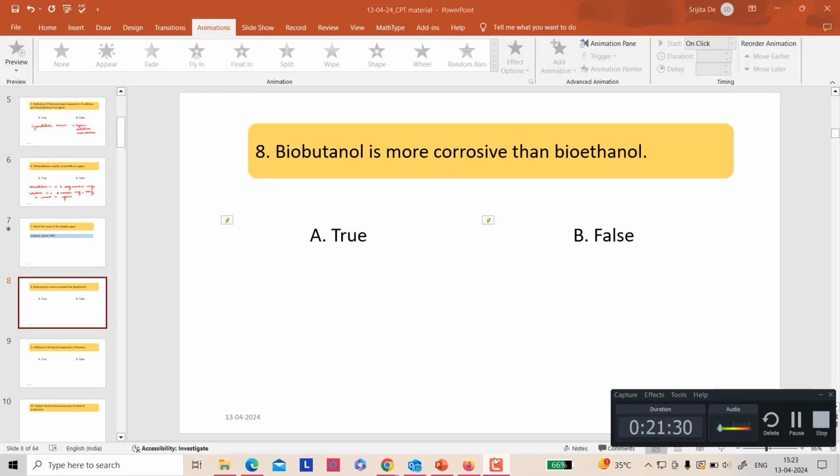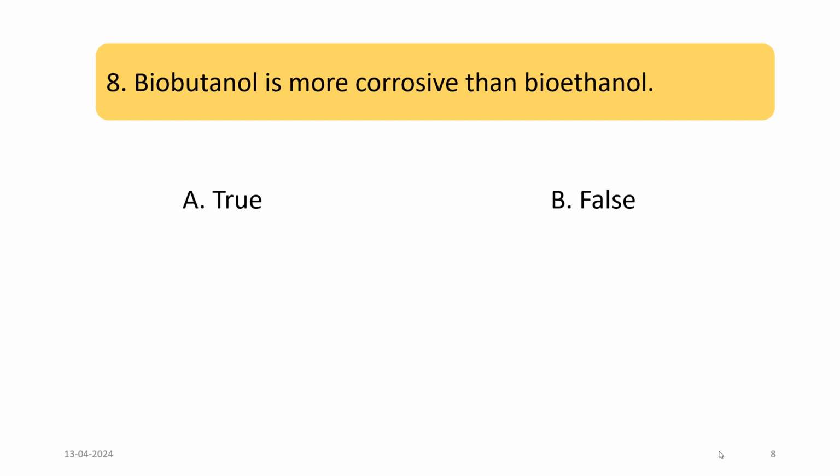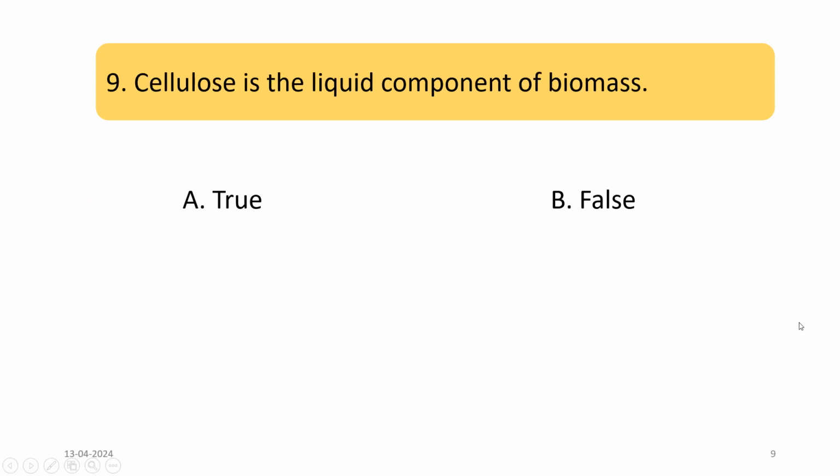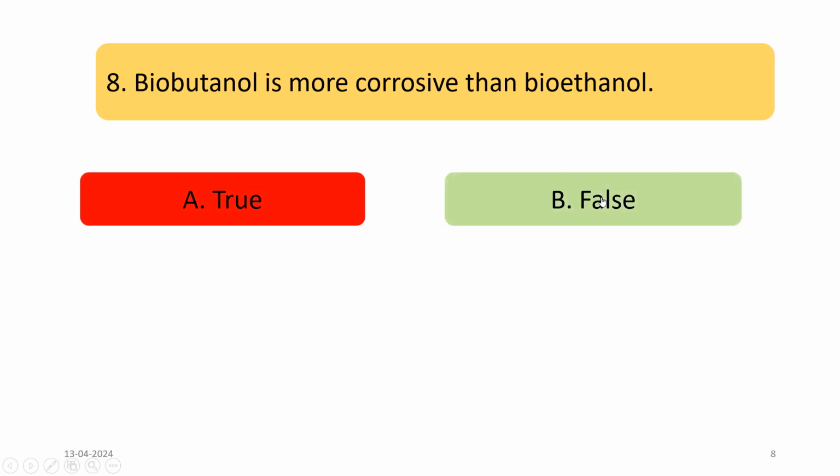So, biobutanol is more corrosive than bioethanol. The answer is true. Okay. The answer is yes. The answer is false. Sorry. Bioethanol is more corrosive than biobutanol. The answer is false because bioethanol corrodes more. Okay. Always remember that bioethanol corrodes more than biobutanol.